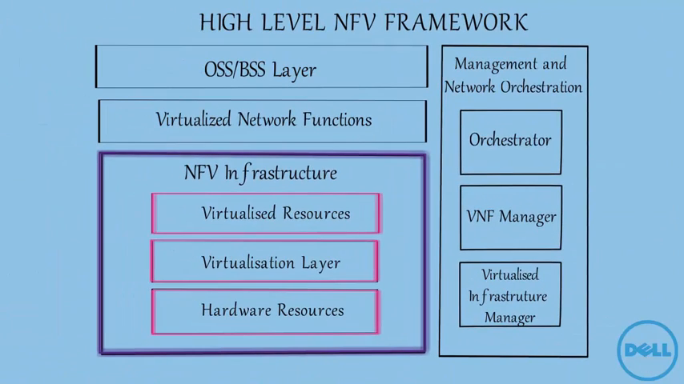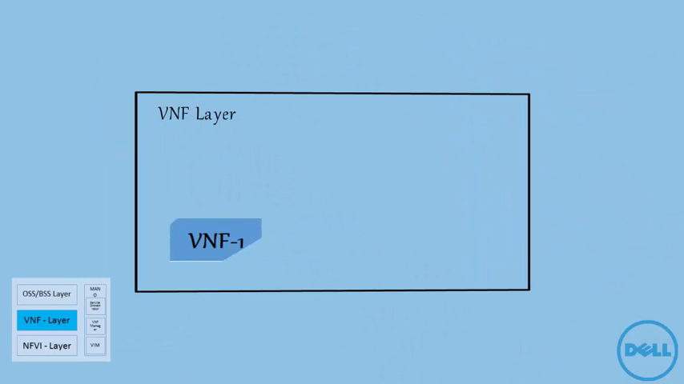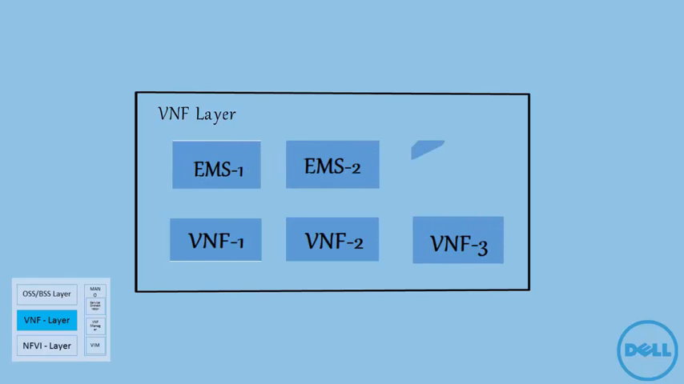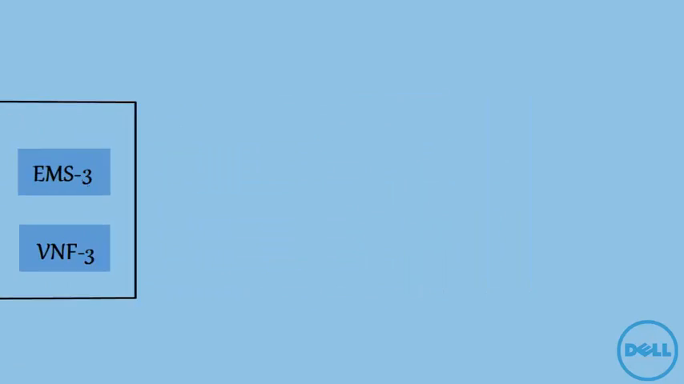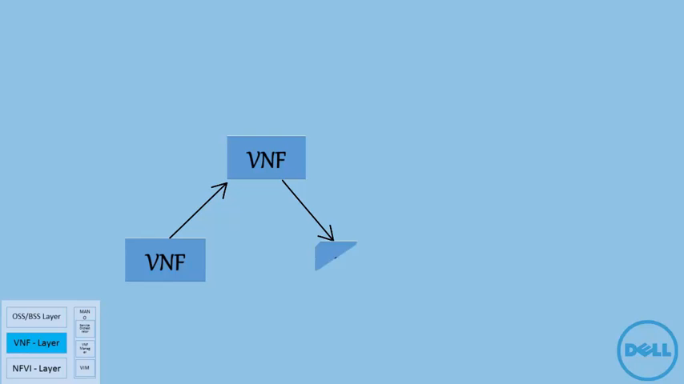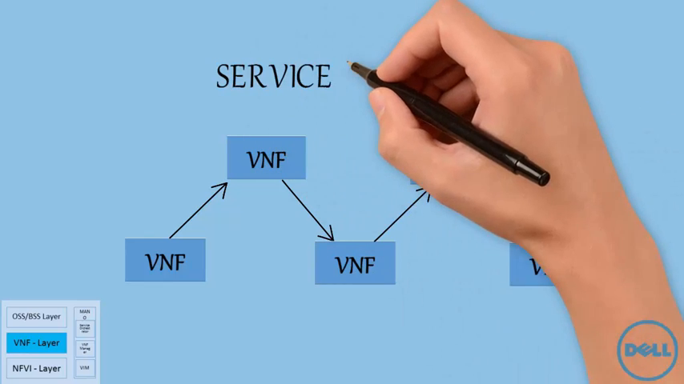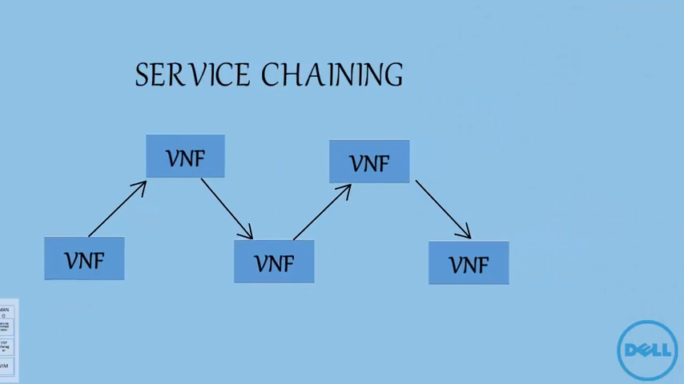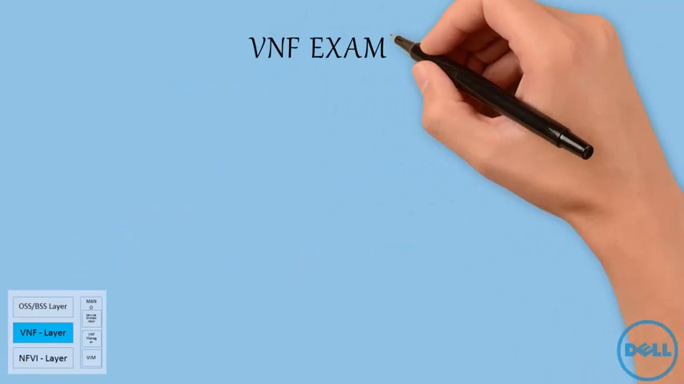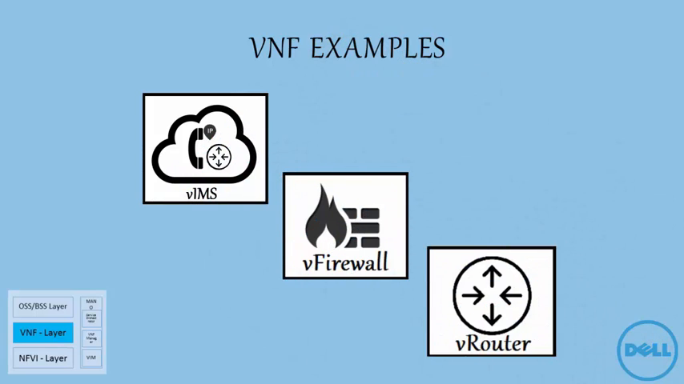The second component of the NFV architecture is the virtualized network functions. The VNFs are basic building blocks in the NFV architecture. They are software implementation of network functions. VNFs can be connected or combined together as building blocks to offer a full-scale network communication service. This is known as service chaining. Examples of VNF include vIMS, vFirewall, and vRouter.